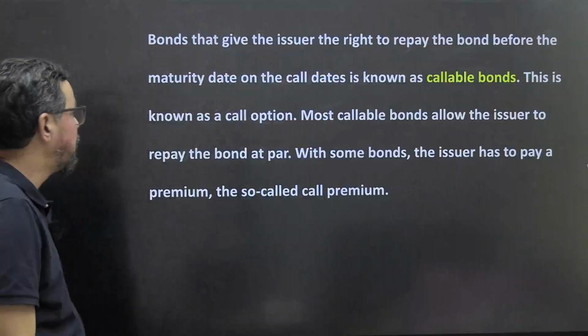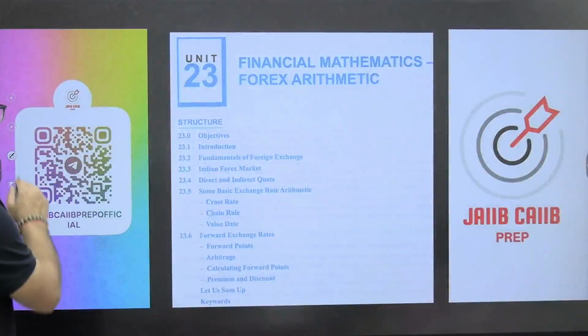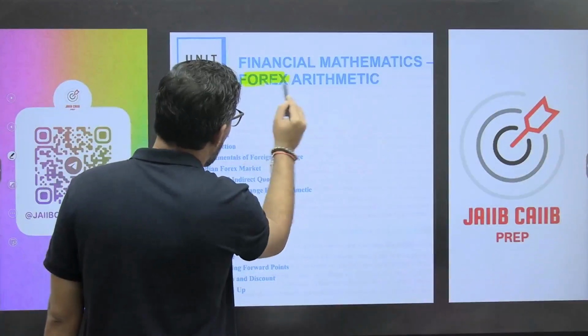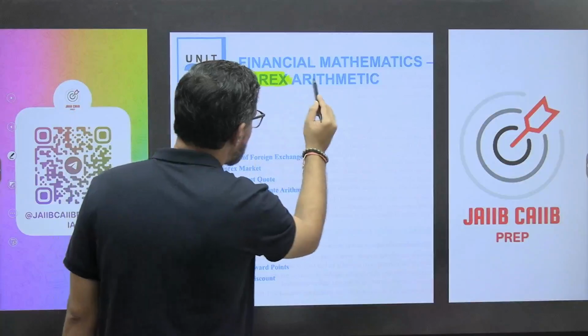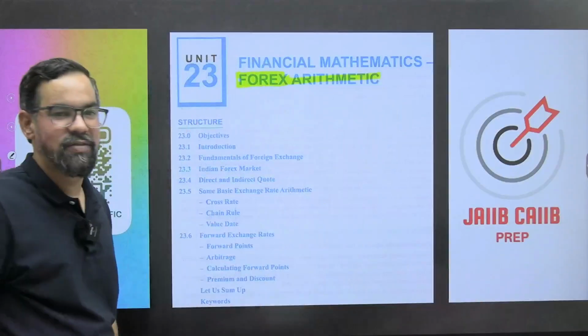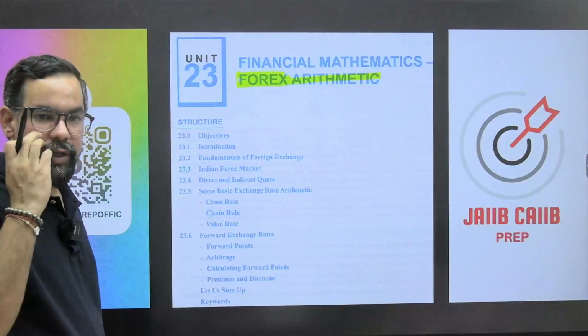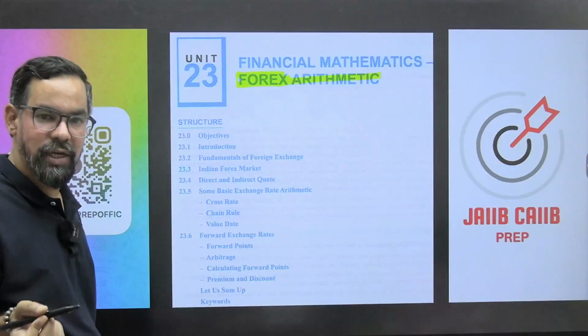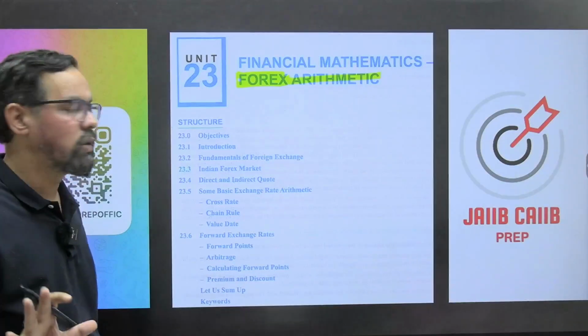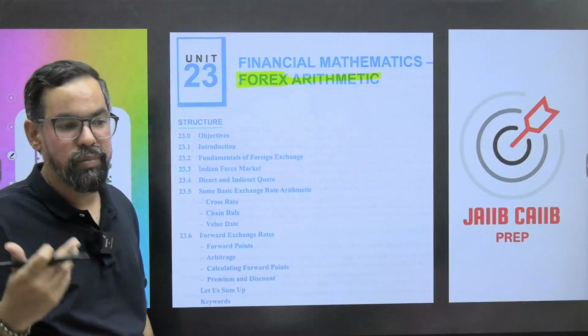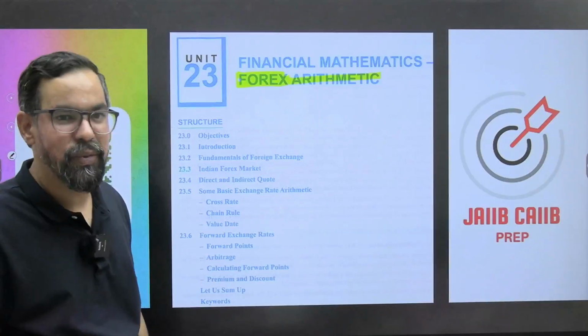Let's go, next one guys. Next, unit number 23. It is about forex. When it comes to forex arithmetic, it is just a name, because there are a few things when it comes to arithmetic. We have cross rate calculation and forward rate calculations, and we will be discussing in detail, so you guys can build your base for the CAIIB BFM paper also.